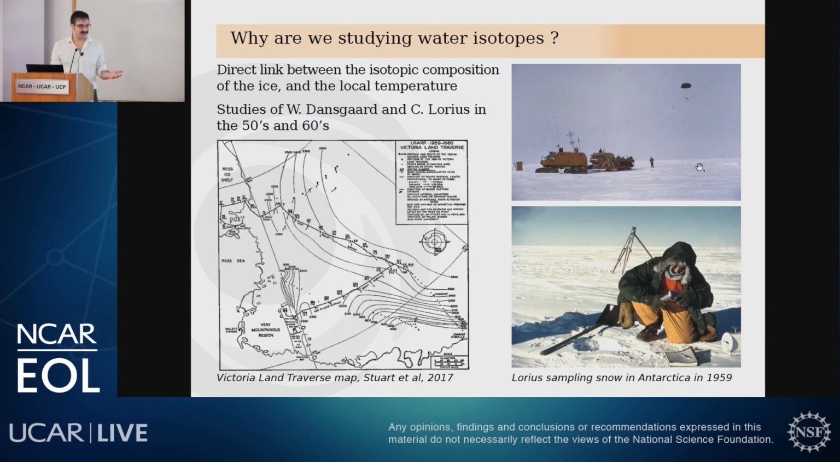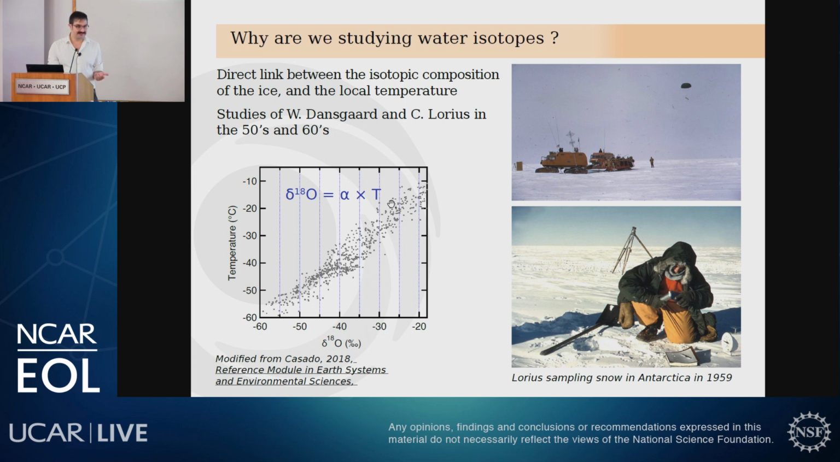Some people in the 50s and the 60s, Willi Dansgaard and Claude Lorius, went to Greenland and Antarctica, retrieved a lot of small canisters of snow, and measured the average temperature of the snow at those points. This, for example, is a US expedition in the 50s. Whenever they plotted all those data points of delta 18O versus temperature, they obtained a very linear relationship, to the point that, if you have a very strong and linear relationship like this, you can imagine it as a thermometer. And this seems very exciting. We have a past thermometer.